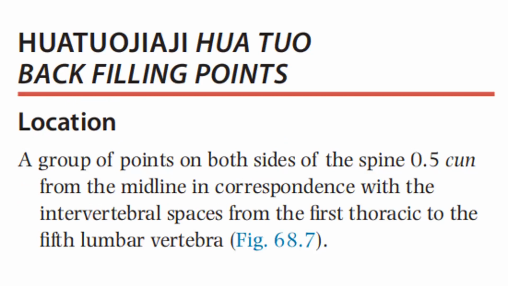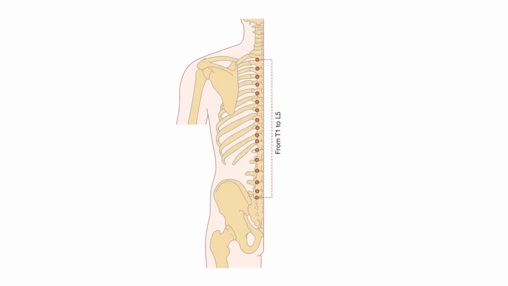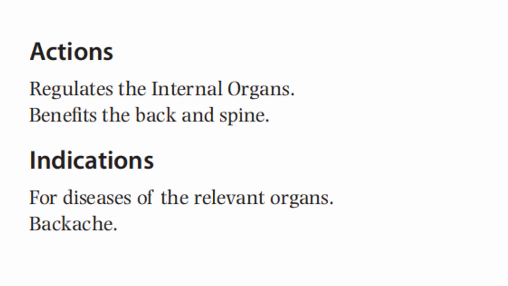Huatuojiaji points. Location: a group of points on both sides of the spine, 0.5 cun from the midline, in correspondence with the intervertebral spaces from the first thoracic to the fifth lumbar vertebra. So here is the illustration from T1 to L5. Actions: regulates the internal organs, benefits the back and spine. Indications: diseases of the relevant organs, backache.